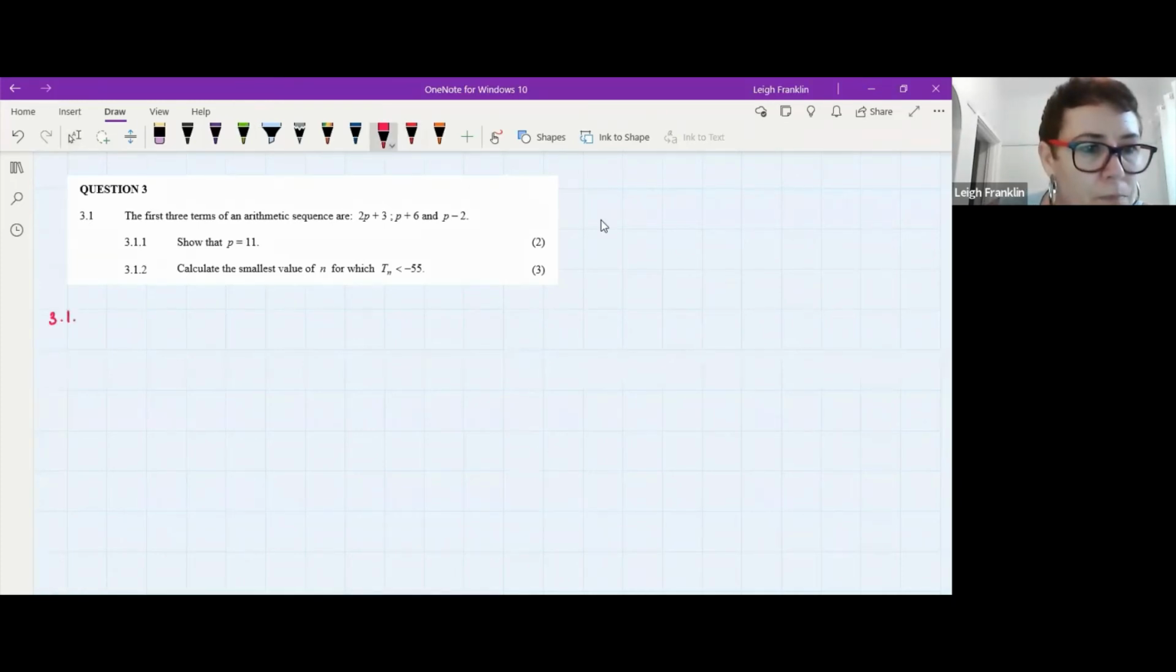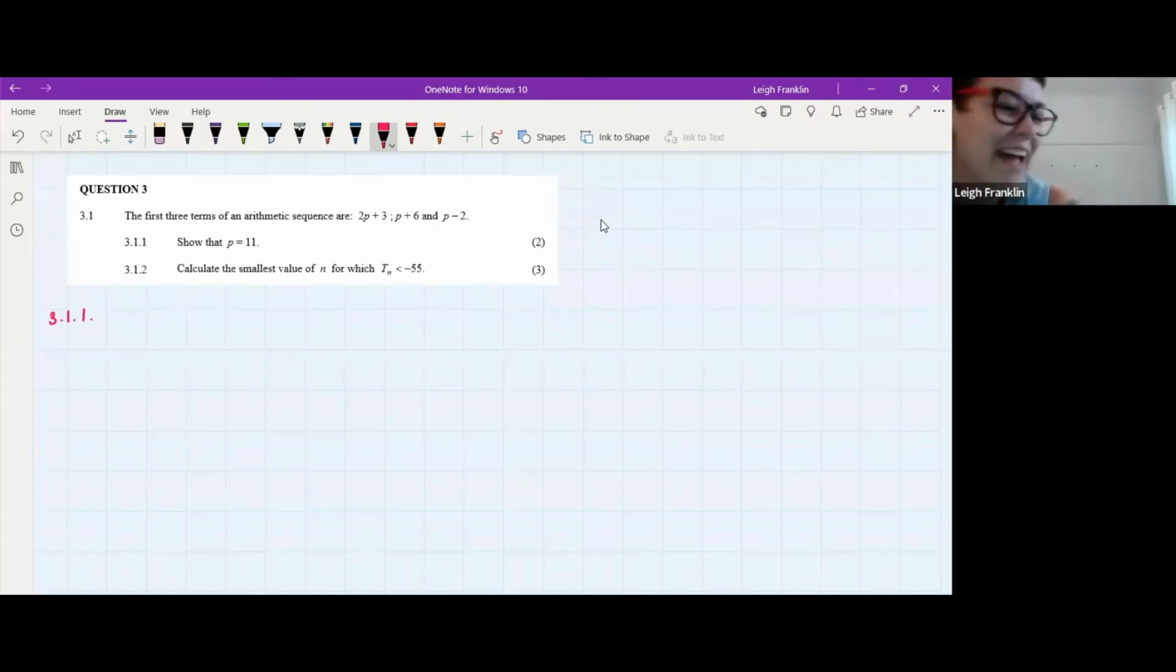Sub 11 into P, and then when you do that, you find the difference, and then use the difference to figure out, or am I wrong? I don't know. Okay, I don't know. I might be wrong. It's Siatemba.